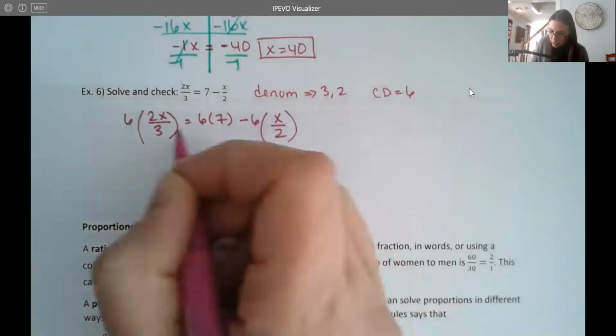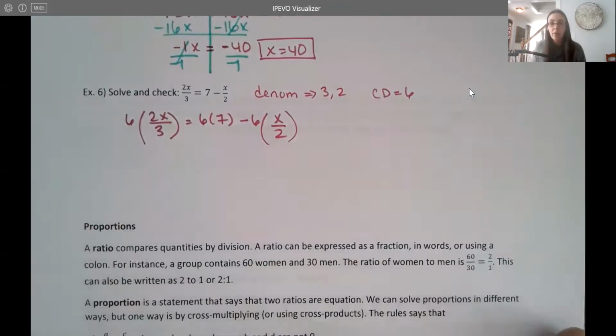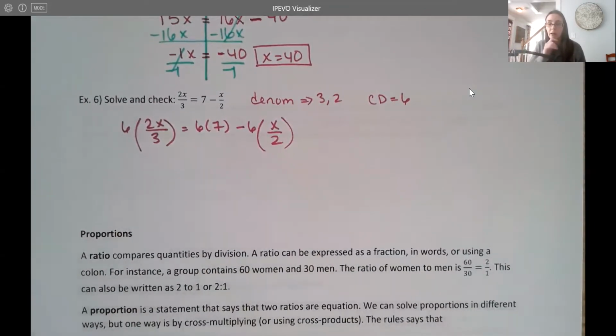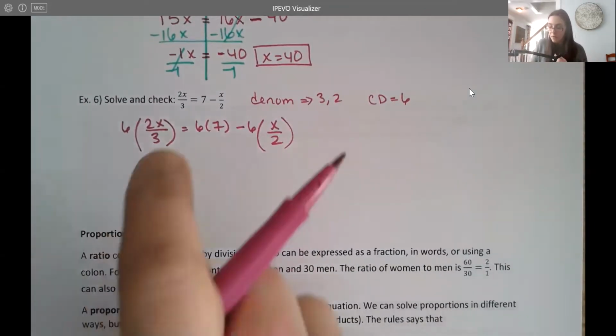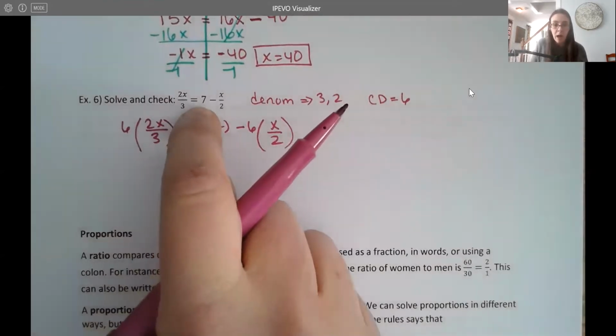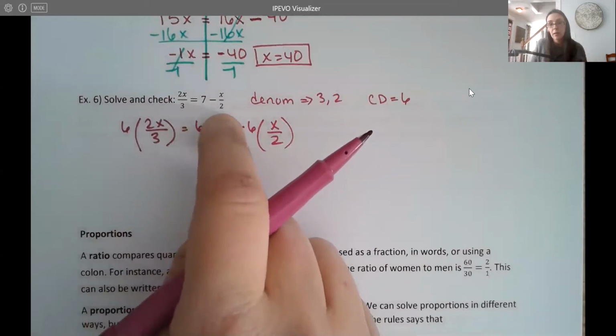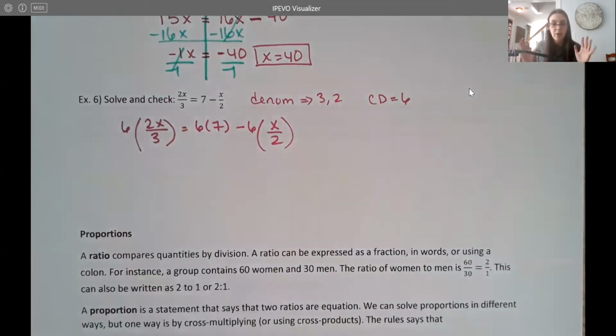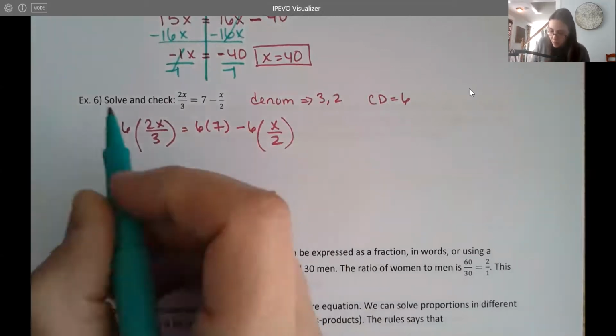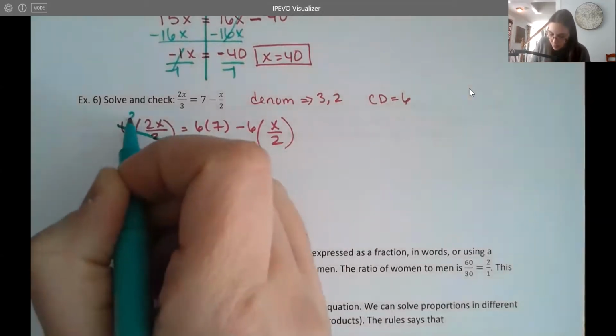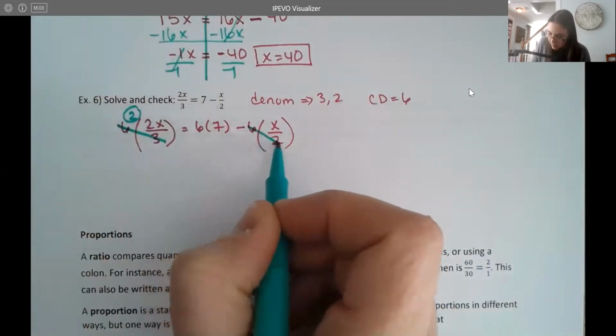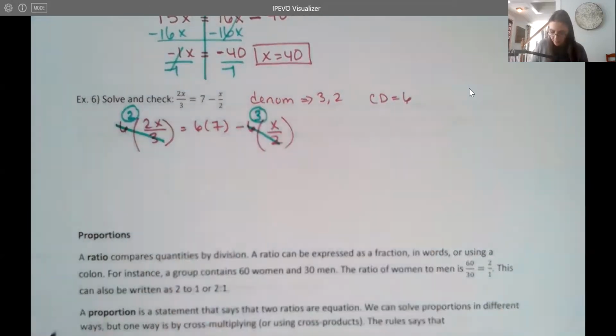Now here we only have 2 fractions. Sometimes you may have 3 fractions, that's fine. If you have more than 2 denominators, you're just going to find the common denominator of everything. So if the 7 had a denominator of 5 as well, then I would just find the common denominator for 3, 5, and 2 instead, right? So you just do whatever the common denominator is for everything. So you can cancel it all at once. So here, 6 divided by 3 is 2, and 6 divided by 2 is 3.